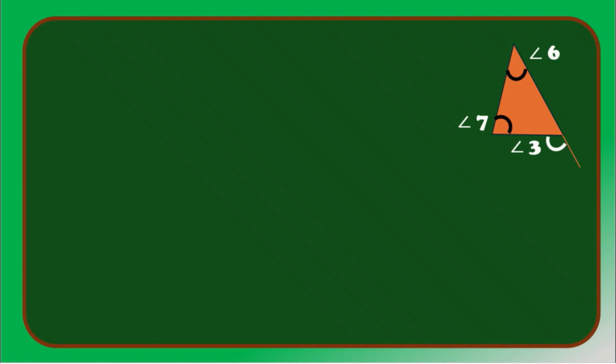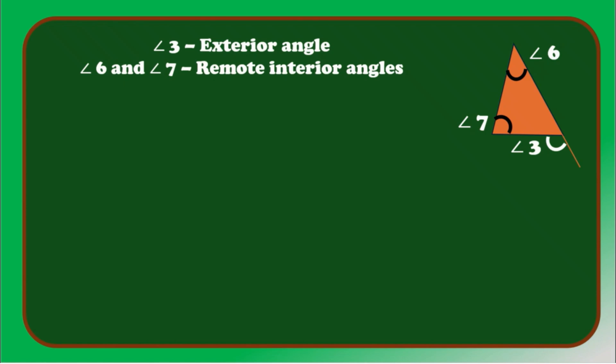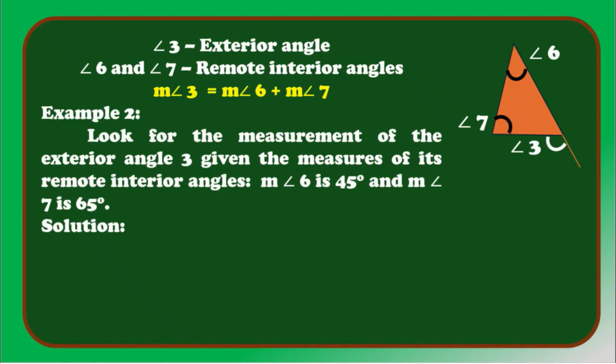This time, we're going to use the orange triangle with exterior angle, angle 3, and two remote interior angles, angle 6 and angle 7. So let's have an equation that represents our theorem. The measure of angle 3 is equal to the sum of the measurements of angle 6 and angle 7. Let's have example number 2. Look for the measurement of the exterior angle 3 given the measure of its remote interior angles. The measure of angle 6 is 45 degrees and the measure of angle 7 is 65 degrees.